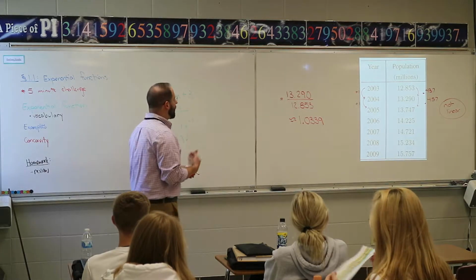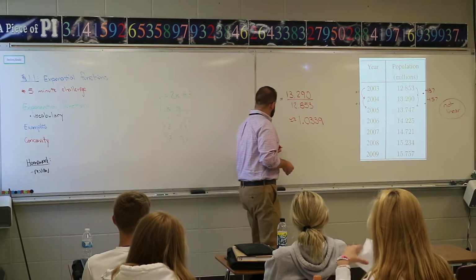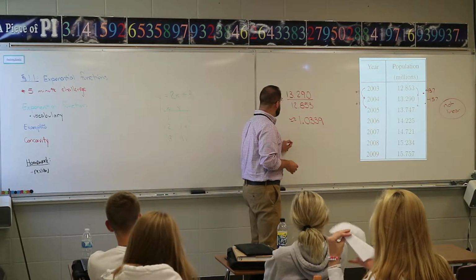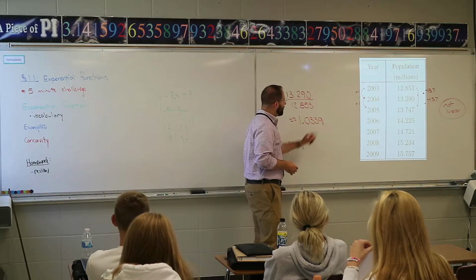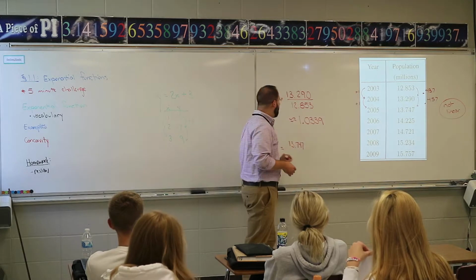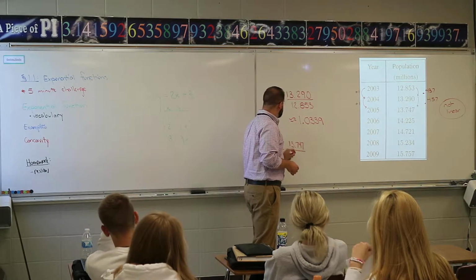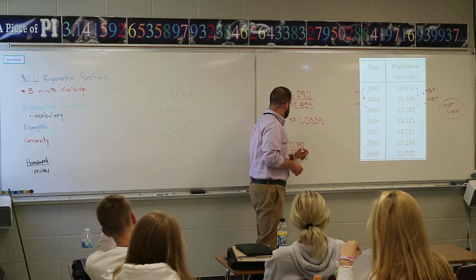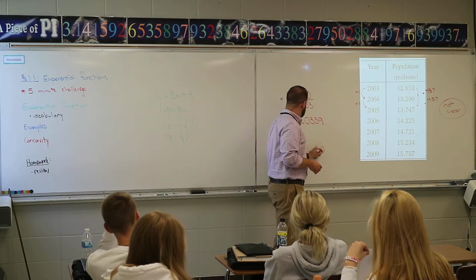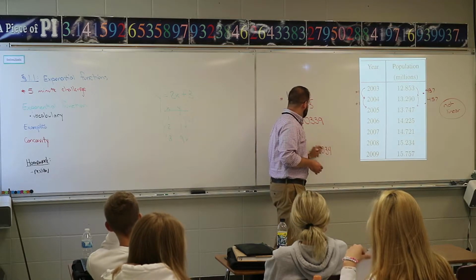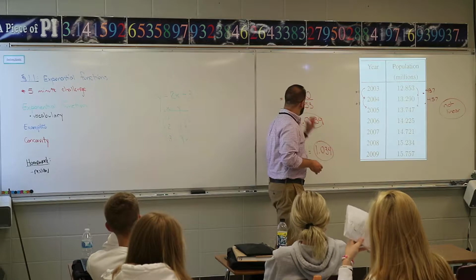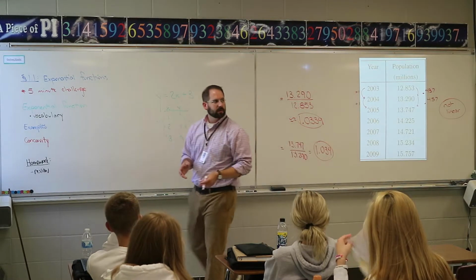I want you to do the next number now. Take the next number, 13.747, the next rung, and divide by the 13.29. 1.034. It's almost the same. It's nearly identical. It's close. Okay?